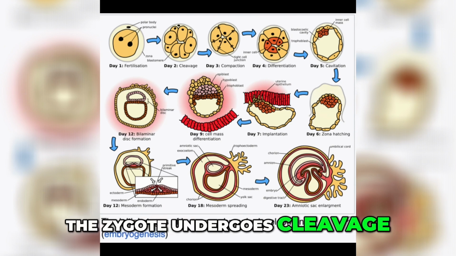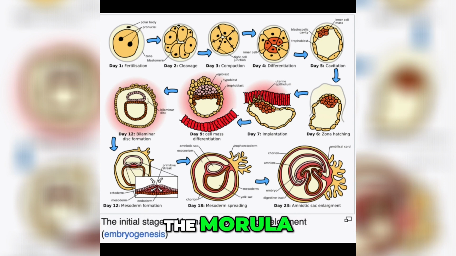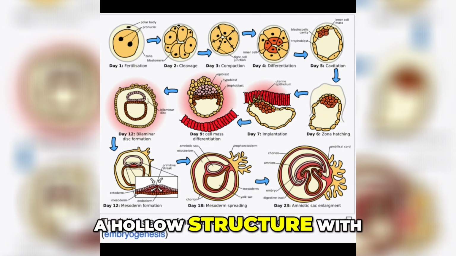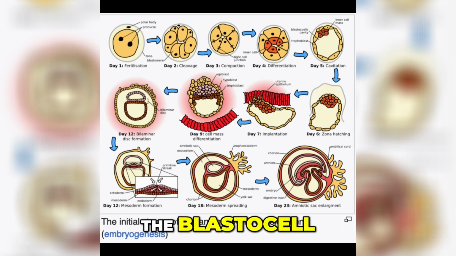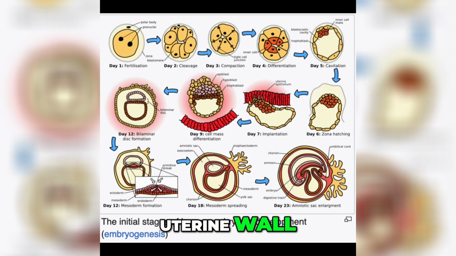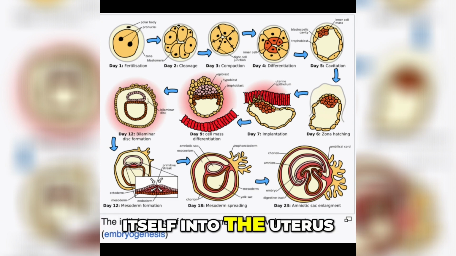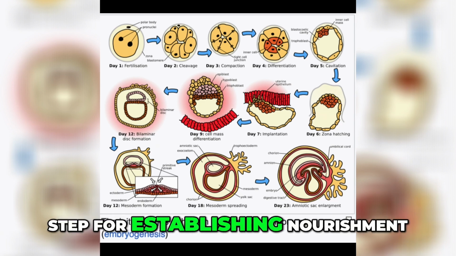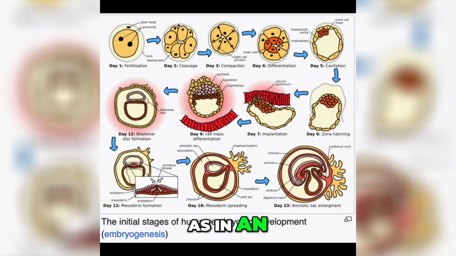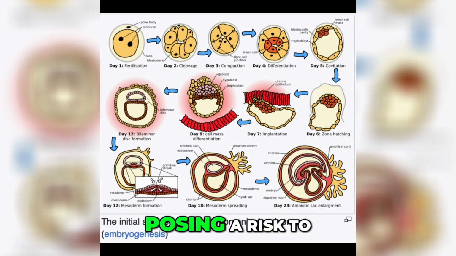The zygote undergoes cleavage, a series of rapid cell divisions leading to the morula, a solid ball of cells, and that transforms into a blastula, a hollow structure with a fluid-filled cavity called the blastocoel. Picture it like a water balloon ready to attach itself to the uterine wall. The next step is implantation, where the blastula embeds itself into the uterus, which is a vital step for establishing nourishment. Unfortunately, if this process goes awry, as in an ectopic pregnancy, the embryo implants outside of the uterus, posing a risk to the mother.